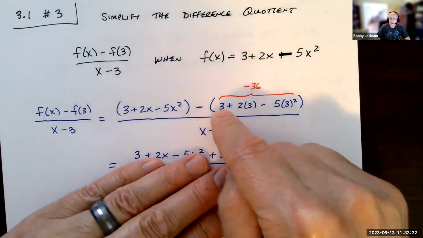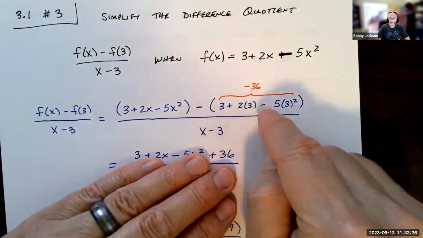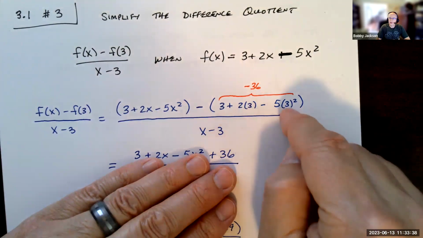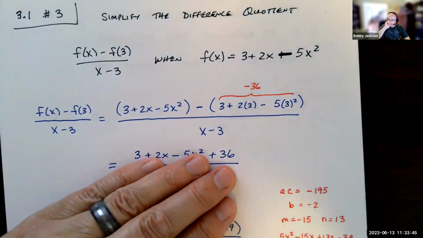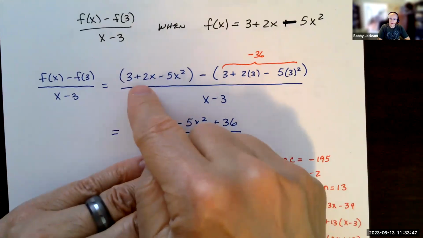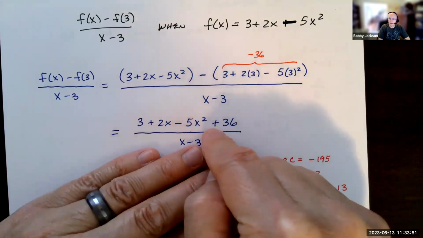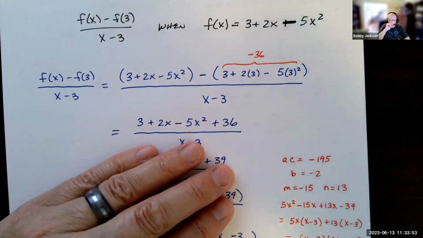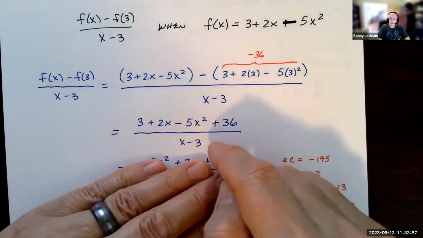If I evaluate that, I get 3 plus 6, which is 9. 9 minus what? 5 times 3 squared, 5 times 9 is 45. So 9 minus 45, I get negative 36. Be careful in simplifying that out. I've got 3 plus 2x minus 5x squared minus a negative, which is positive 36. So be careful there. Over x minus 3, I don't do anything to the denominator.